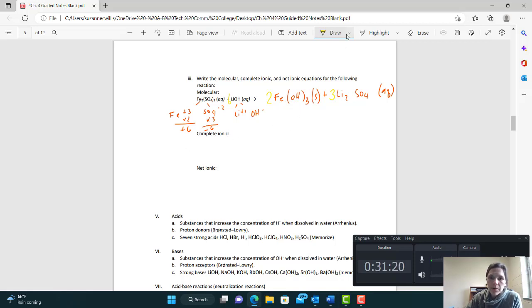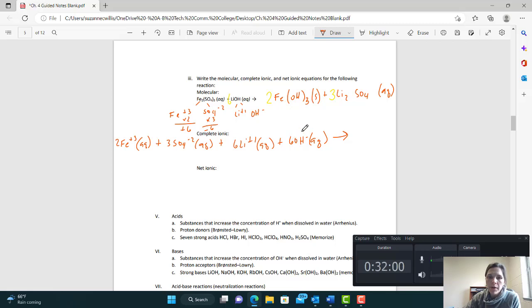Now complete ionic, we're going to write everybody out, all the individual pieces. So keep up with how many and their charges. So 2Fe plus 3. See if you can tell where I got all that from. Fe had a plus 3 charge, and there's 2 of them because of the subscript. There are 3 sulfates that were floating around. Make sure to indicate the charge. There are 6 lithiums. There are 6 hydroxides.